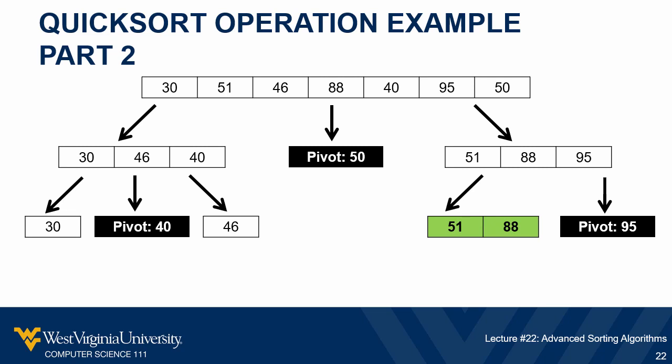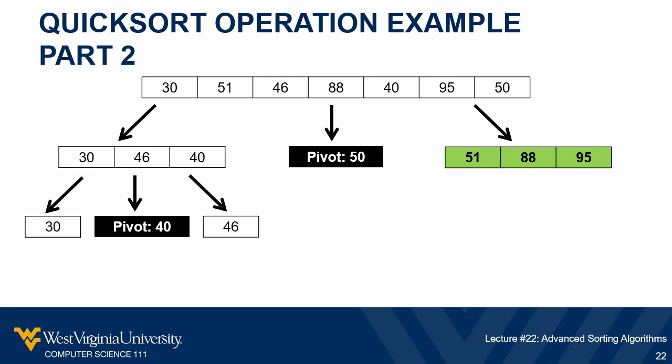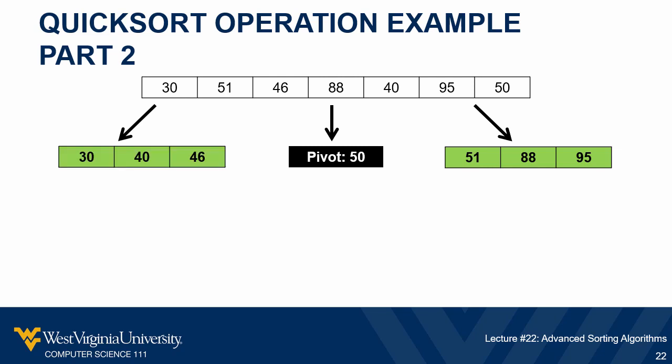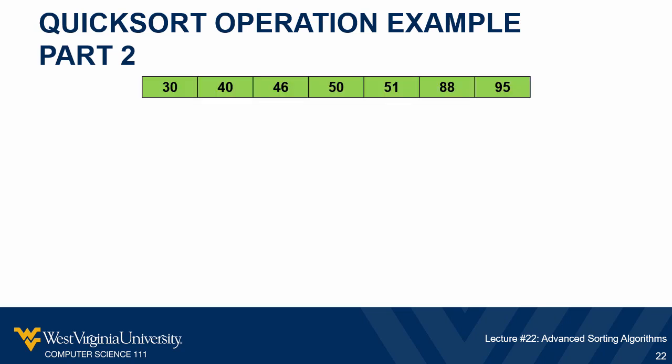I'll go through and combine the 51 and the 88 and 95, and those come back up sorted. Then I'll combine from my left side 30, 40, and 46. In that order, those are sorted. And then I just work my way from left to right to sort the final thing. So I'll have everything from the left partition, then my pivot, then everything from the right partition. And it all comes back sorted.